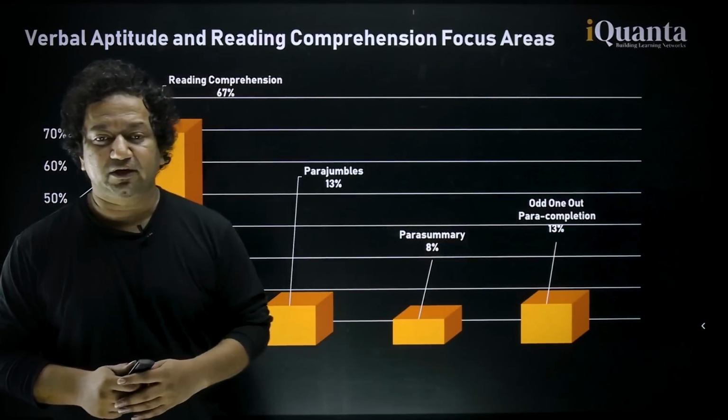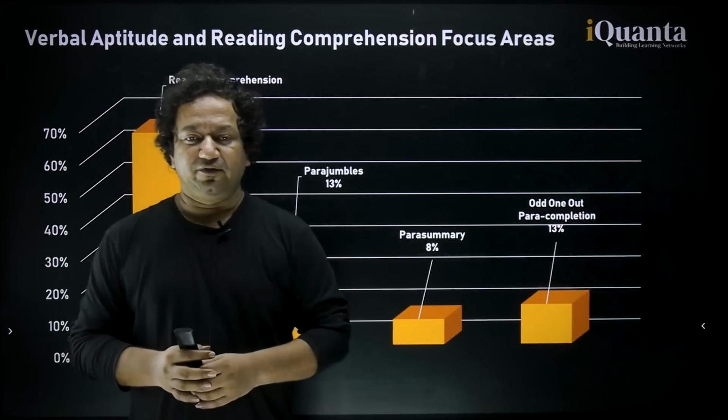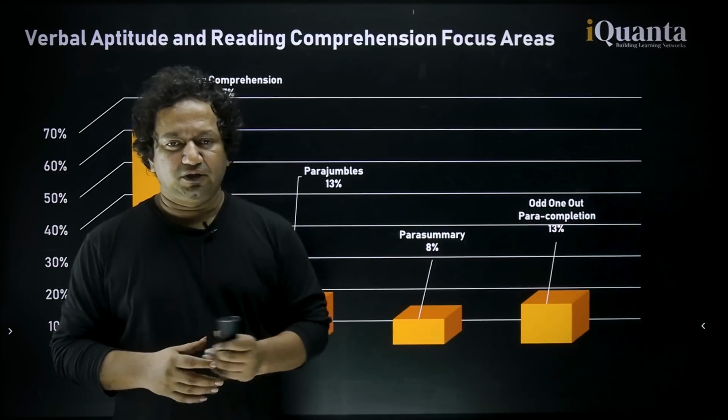So last year it was only para completion, odd one out was removed, but before that it was odd one out. This year we can expect a combination of both.